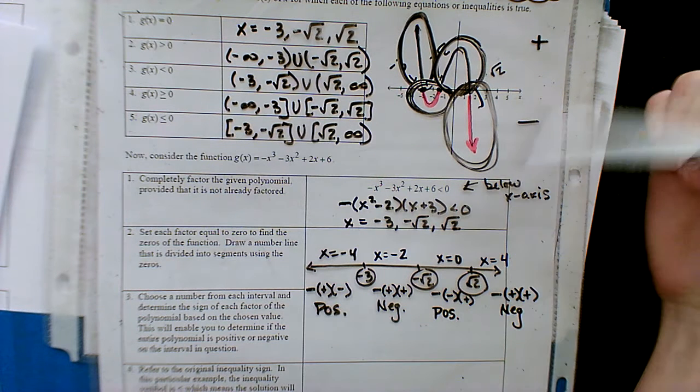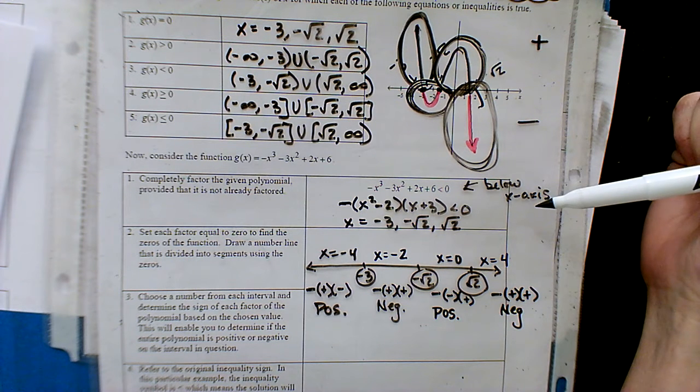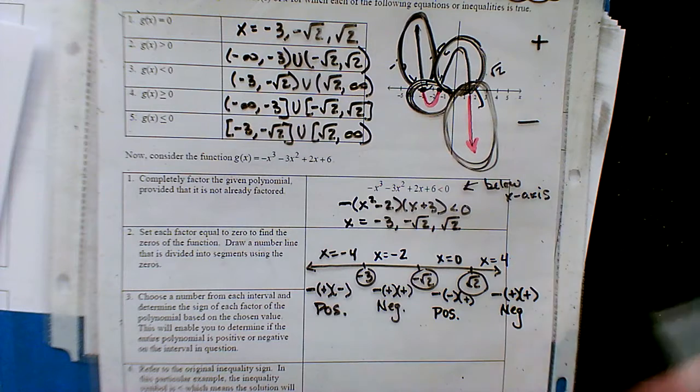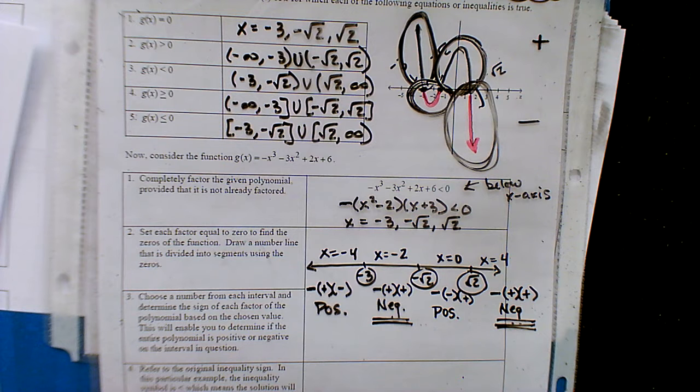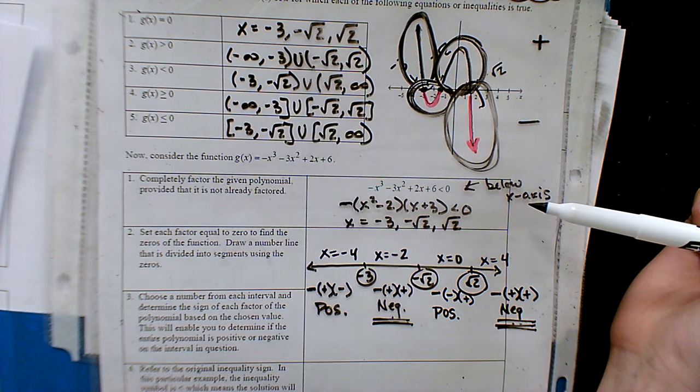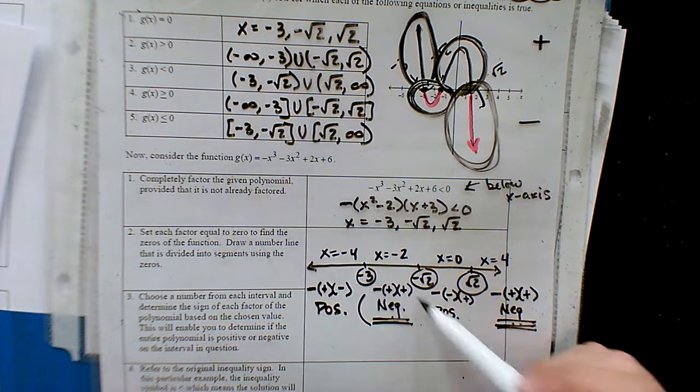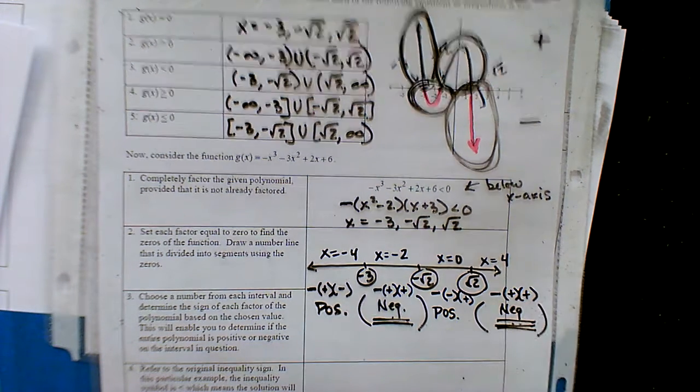So this question was just asking us where are we below the x-axis. So we should be looking for that negative location. We have to ask ourselves, what about the brackets versus parentheses? Can we include these x-intercepts if we just want to be below? I'm seeing head nods. That's good. So parenthesis, parenthesis, parenthesis, parenthesis.